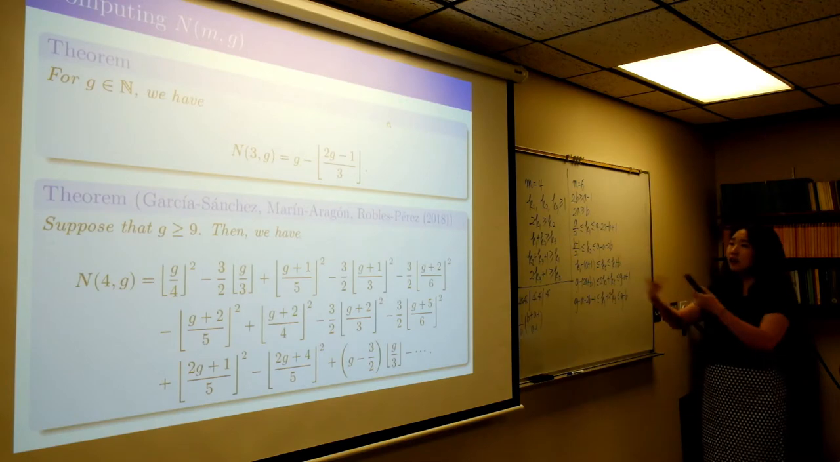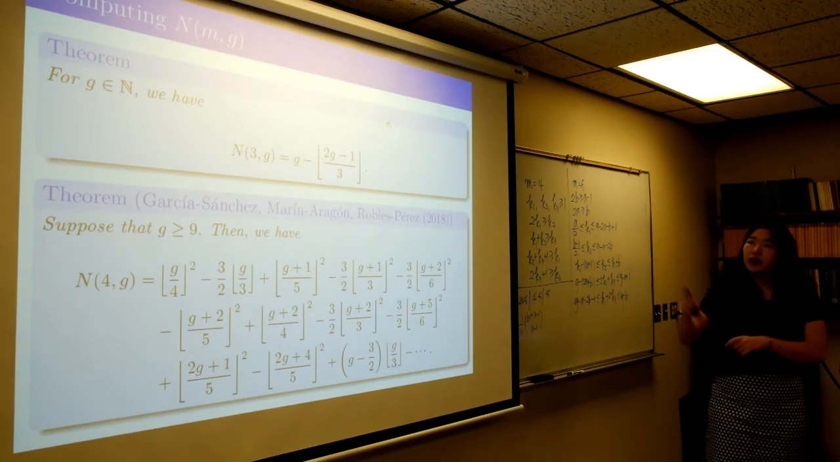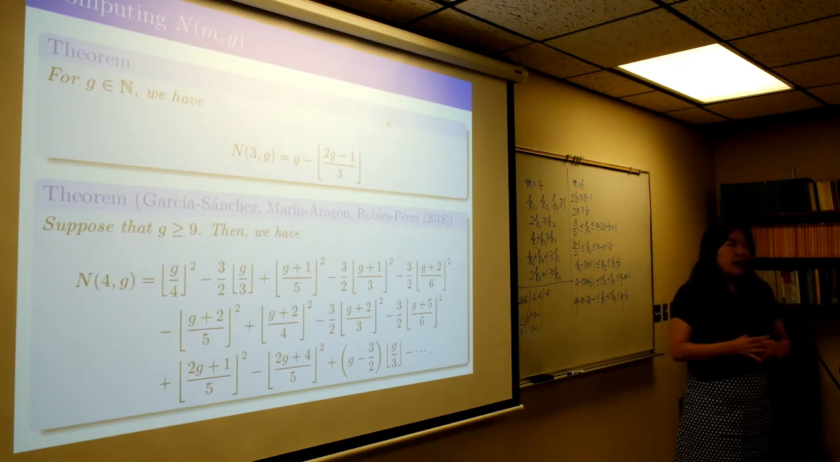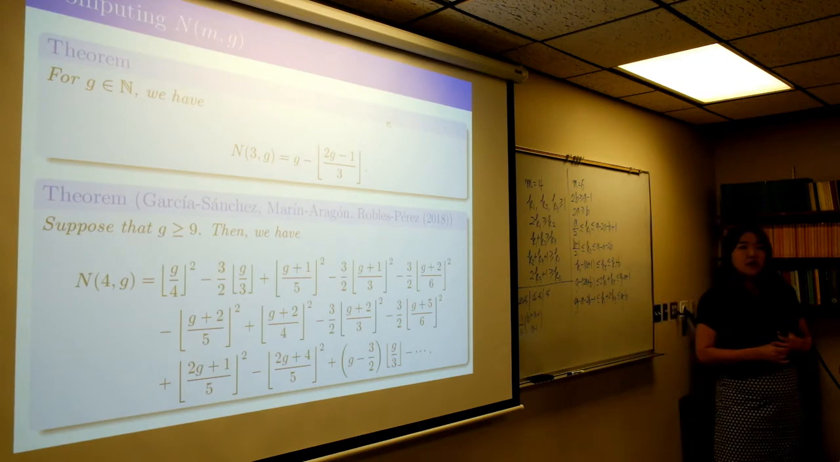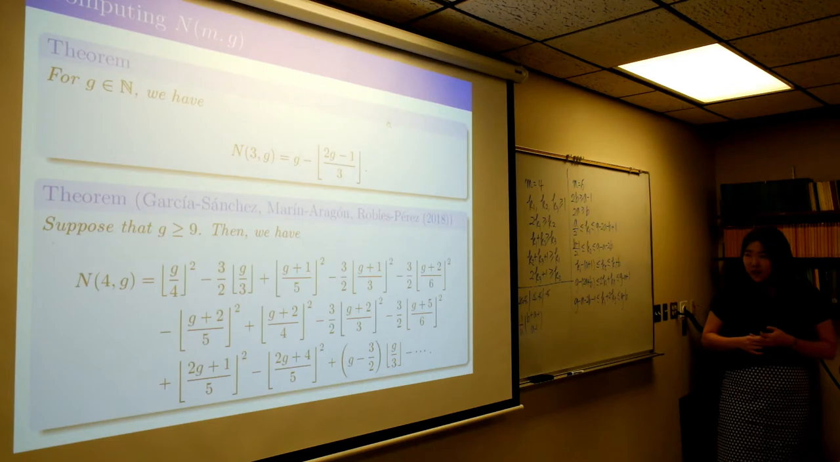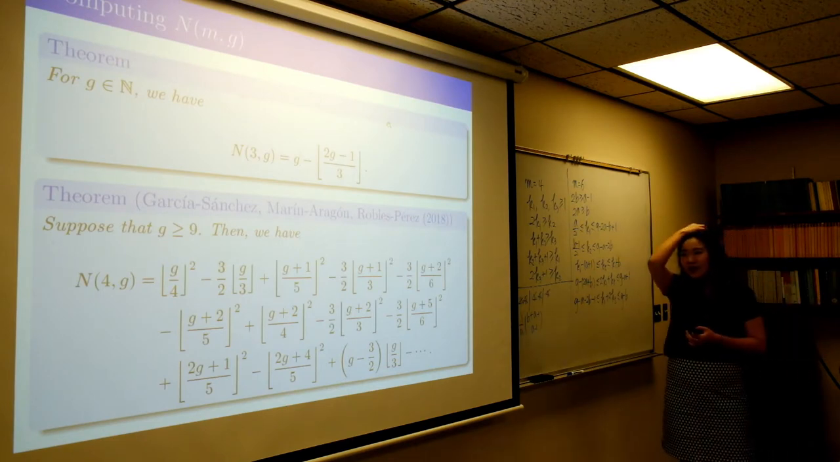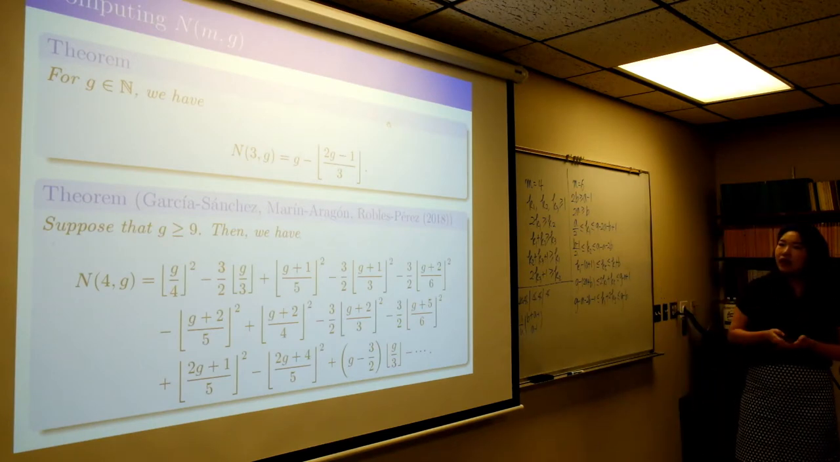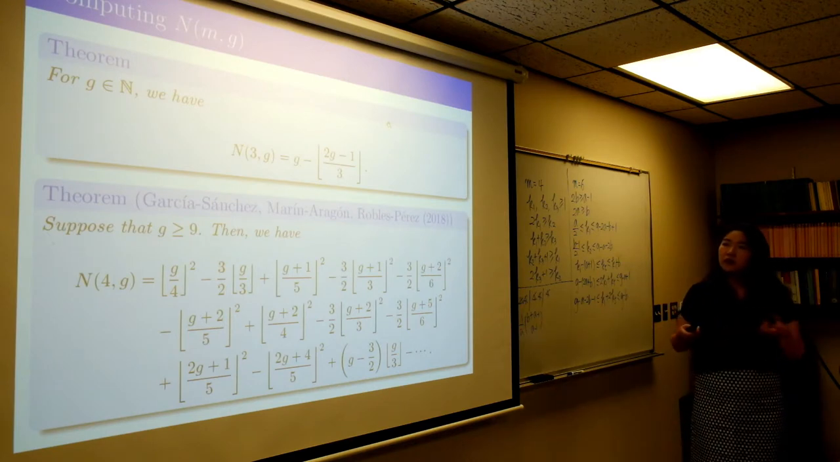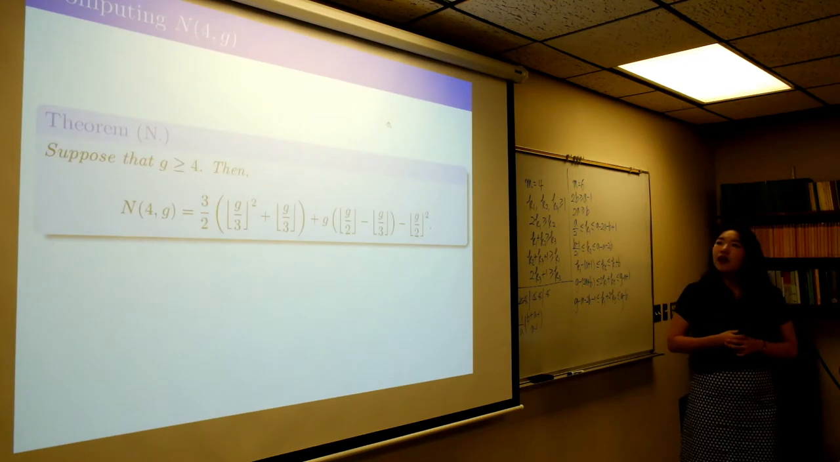But then they used the same method to compute N5(g), and it takes a full 3 pages to write down the formula for N5(g). So this method does not give a general approach to do it. And so we have to think about how to recompute this one, and here's a formula we got.